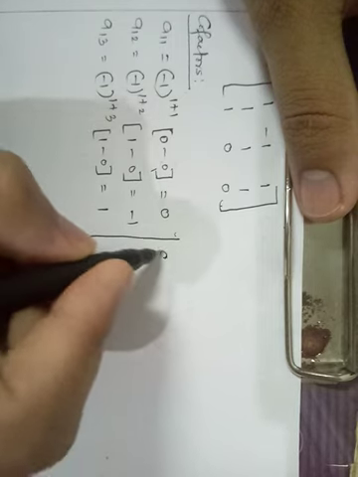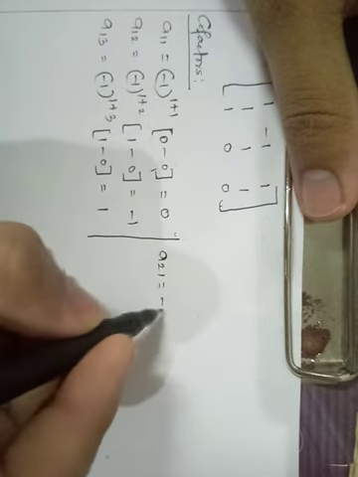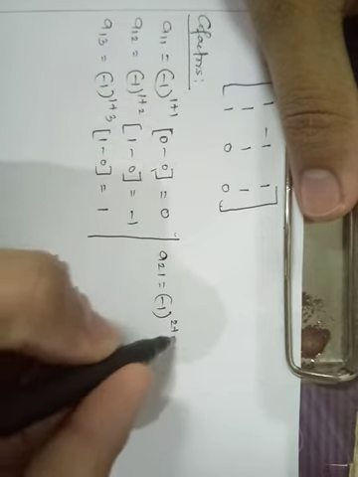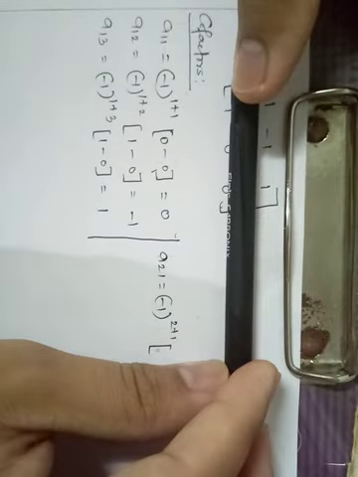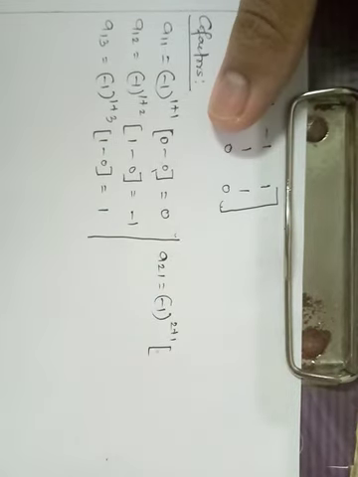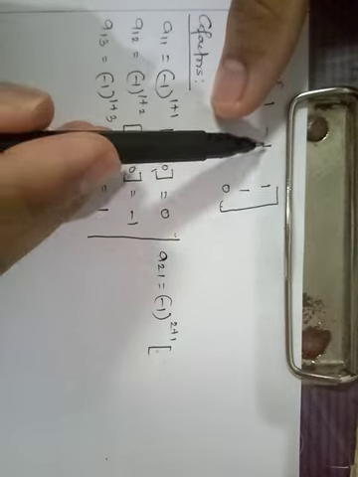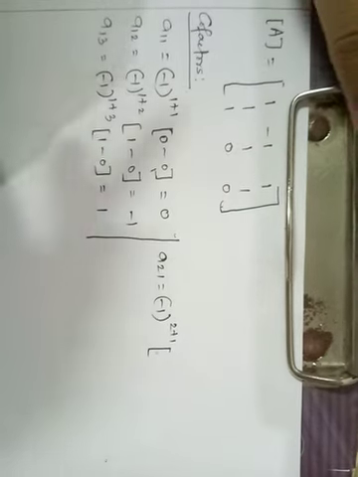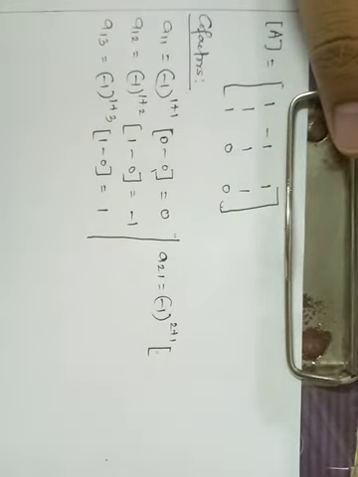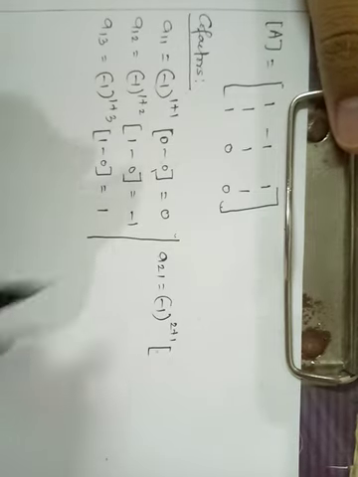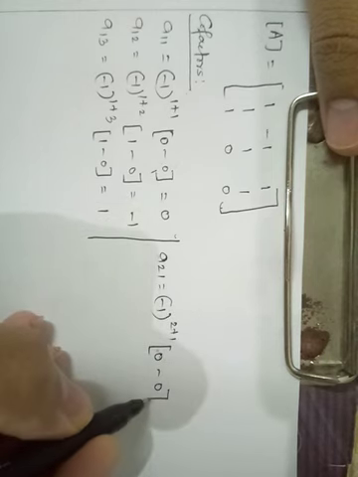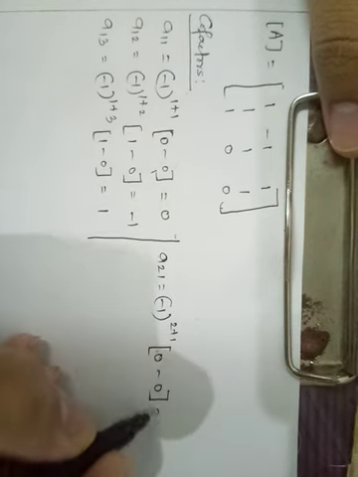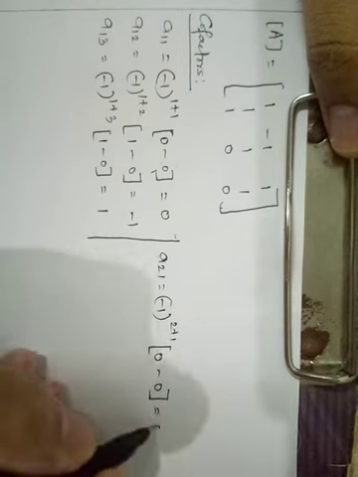Similarly, I need to find A21, where it is minus 1 raised to 2 plus 1. Now it is second row and first column, right? The second row you need to remove and the first column you need to remove. You'll have 4 elements, 1 2 3 and 4, which are remaining. Now if you take the determinant of this, you'll get 0 minus 0, right? So the result will be 0.